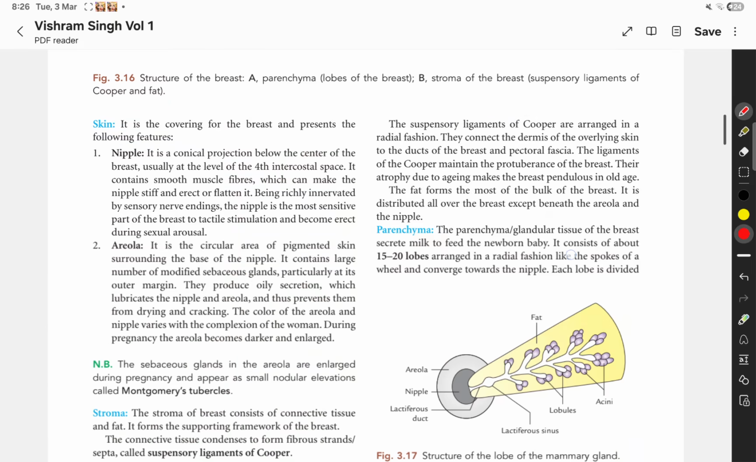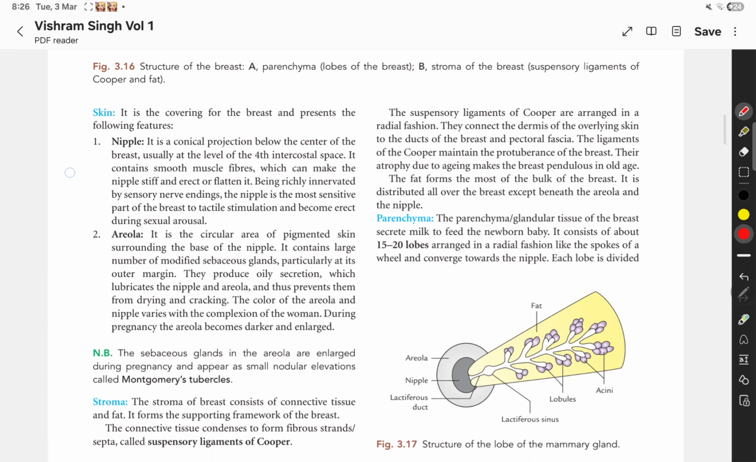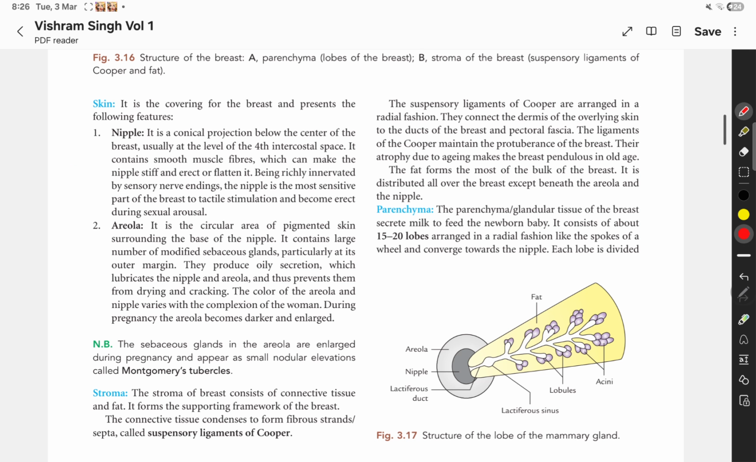So skin. Skin is the covering for the breast and presents the following: nipple and areola. Nipple is a conical projection below the center of the breast, usually at the level of fourth intercostal space. It contains smooth muscle fibers which can make the nipple stiff and erect or flatten it.